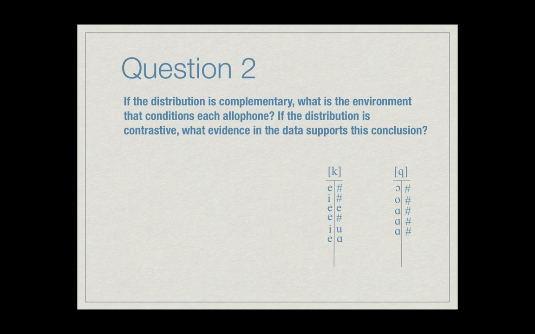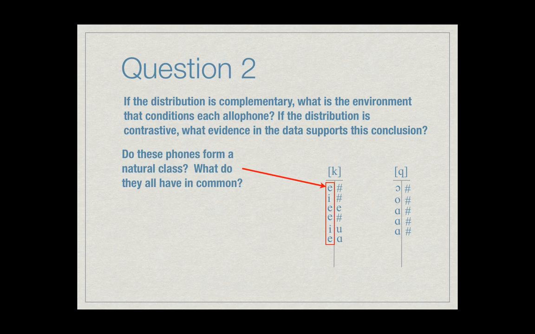It is important that we are careful to look at both sides of the t-table for each phone to determine the relevant phonetic environment. Starting with the environment preceding k, we can ask, do these phones form a natural class? In other words, what phonetic property do they all have in common? They are all front vowels.